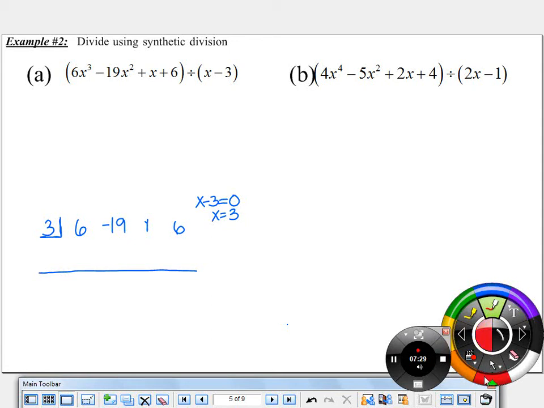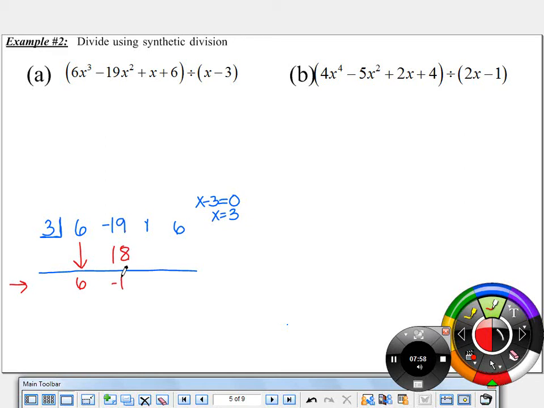So here's how this process works. The first thing you do is you just drop down the lead coefficient, which is 6. You then multiply that by the number in the box. So any number that ends up in this row down here needs to get multiplied by that 0 of the divisor, in our case 3. So 6 times 3 is 18. The product from that multiplication problem goes in the next column, and every time you fill up a column, you add up the column. So negative 19 plus 18 is negative 1.